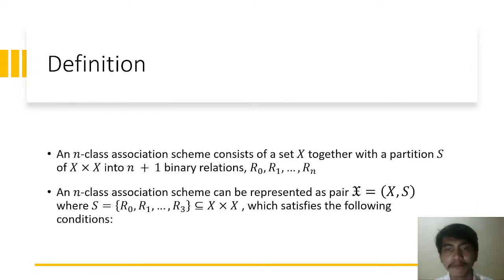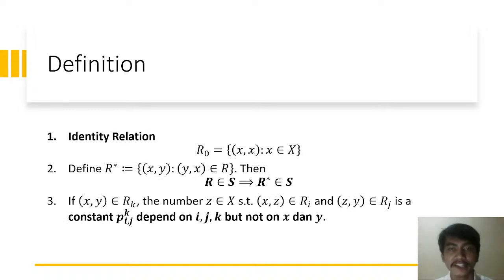An n-class association scheme can be expressed as a pair (X, S), with X a set and S a partition of X cross X, with the members of S being binary relations R0, R1, ..., Rn, so that S is a subset of X cross X. Following are the properties of the association scheme. First, the identity relation. Second, a kind of exchange (symmetry) relationship. Third, a kind of transitive relation.